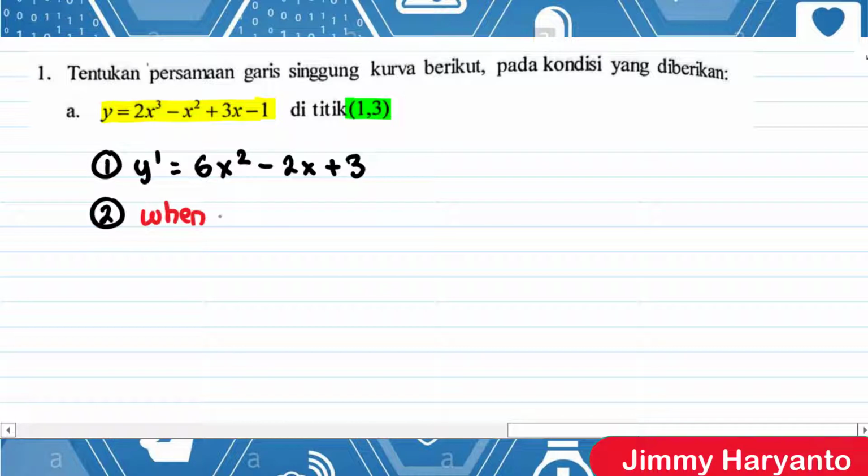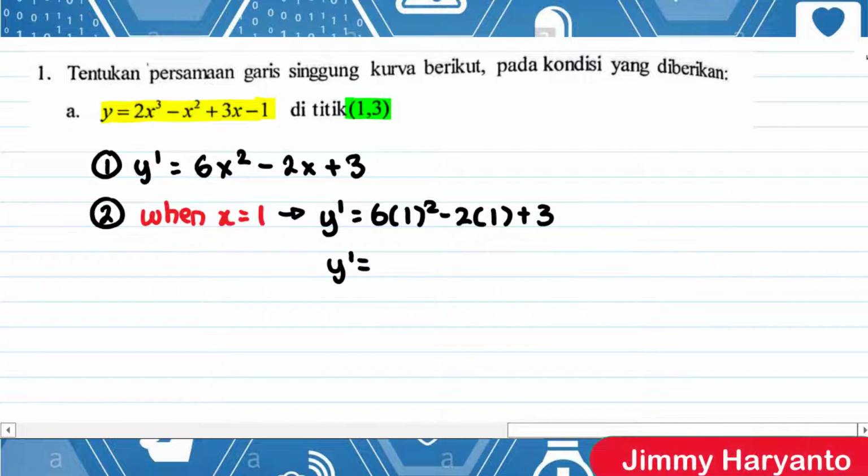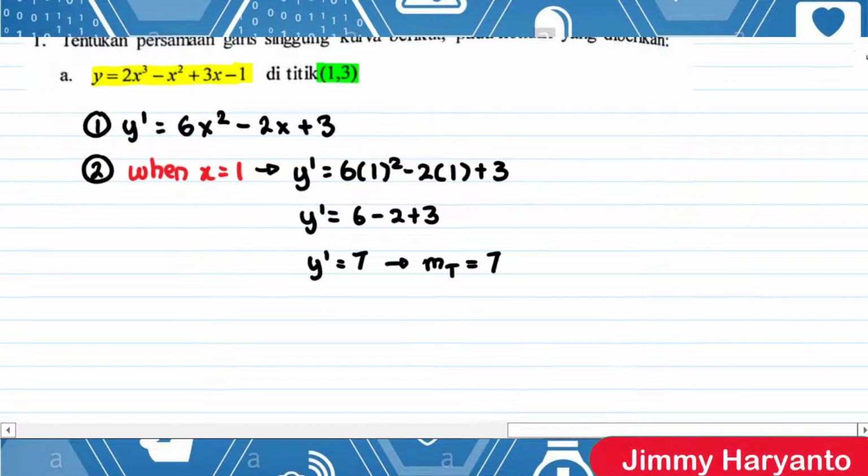So when x equals 1, the question gives you the point, right? And the value of x at the point is x = 1. So when x equals 1, the value of y' will be 6 times 1² minus 2 times 1 plus 3. So y' will be 6 - 2 + 3, and y' will be 7. Okay, and this is the gradient of the tangent. Gradient of the tangent is equal to 7.